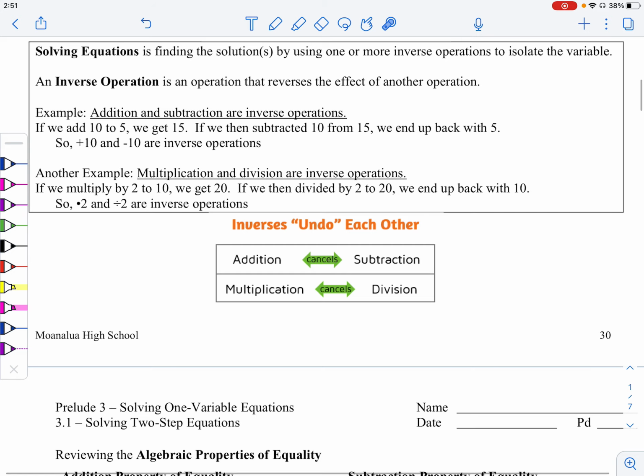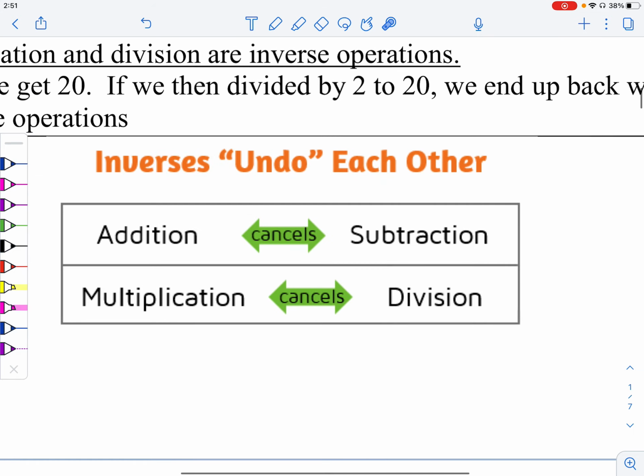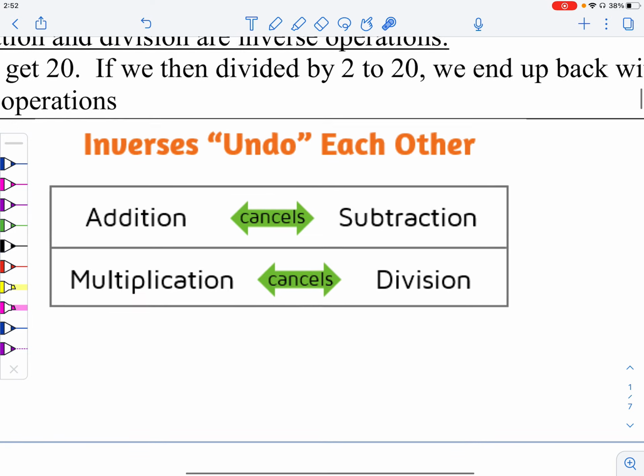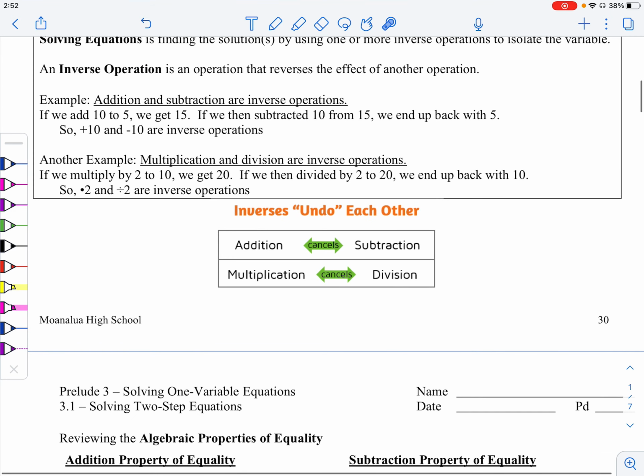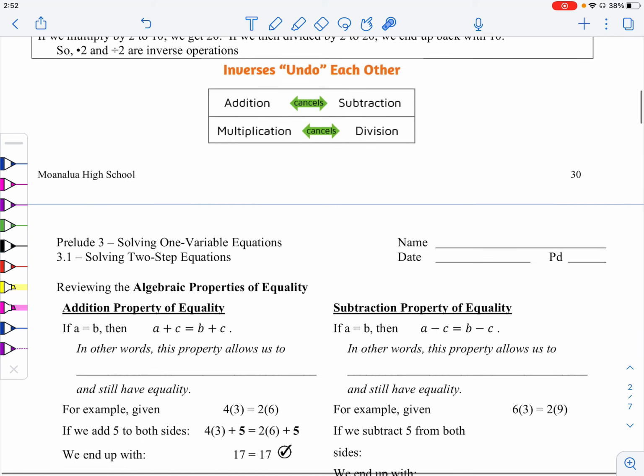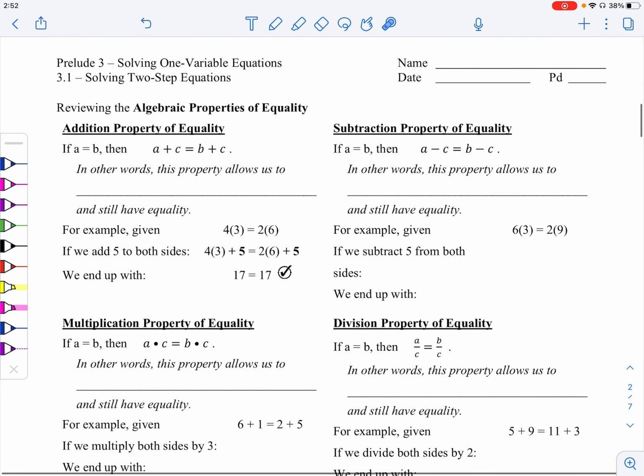And we're going to use inverse operations in order to solve. The inverse of addition is subtraction. The inverse of subtraction is addition. It goes both ways. The inverse of multiplication is division, and the inverse of division is multiplication. So we just do the opposite to cancel each other out, to undo it. We're essentially going backwards PEMDAS. We're trying to undo everything we just did and find the original number that we started with.